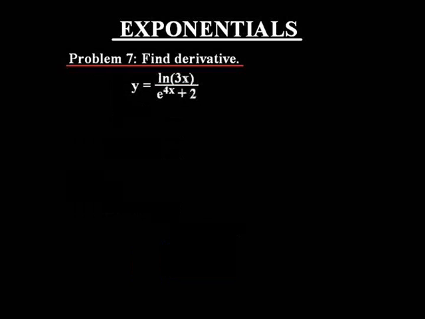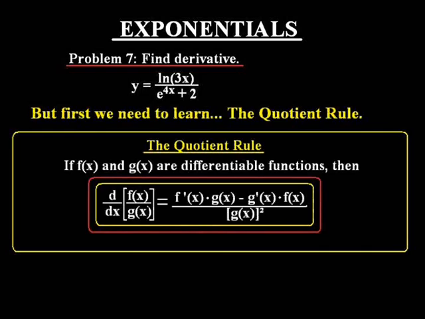Problem 7. Find the derivative of y equals ln of 3x all divided by e to the 4x plus 2. Alright, so there's a problem here. There's a dividing sign here, so we need to learn the quotient rule. And here's what the quotient rule states.